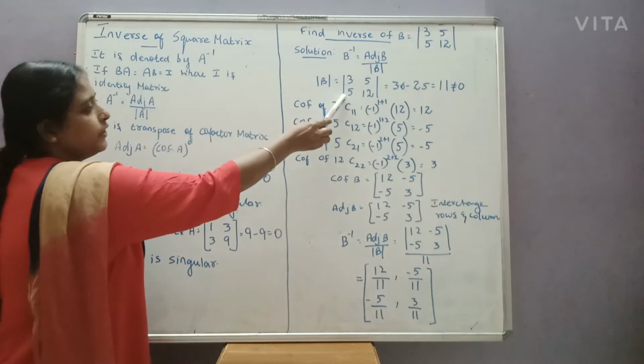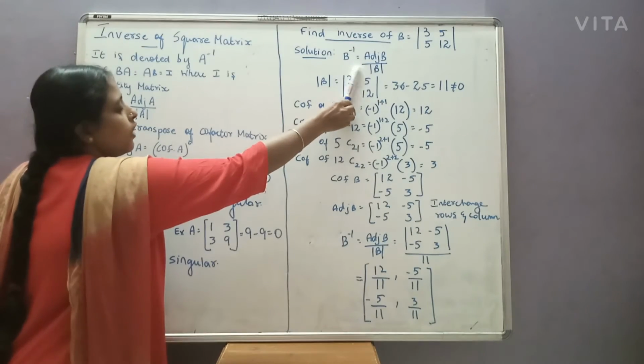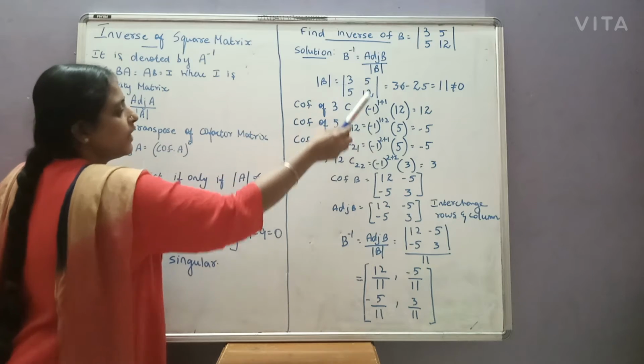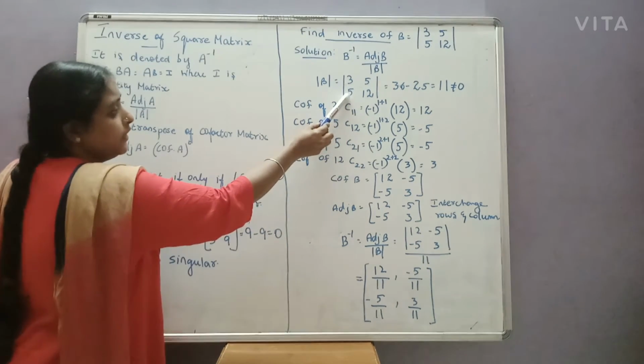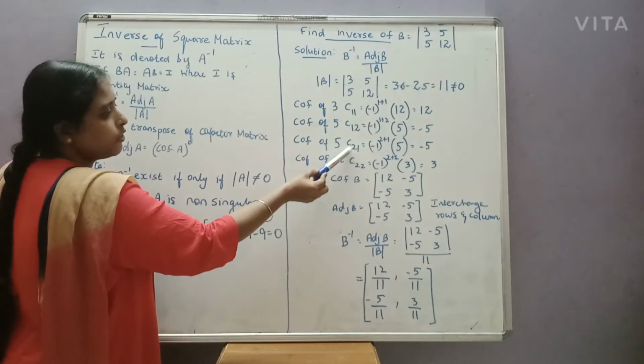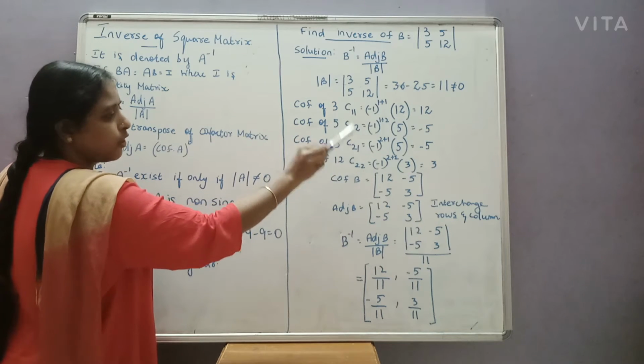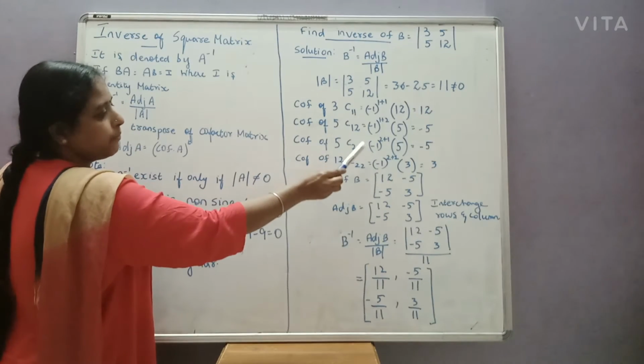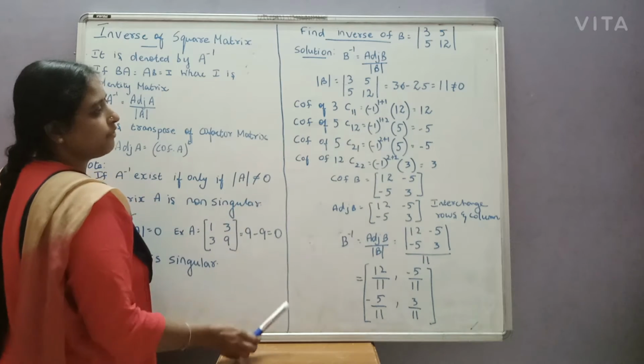Cofactor of 5. When you take this one, hide this column and this row, you will be getting 5. This is second row, first column. So 2 plus 1 is 3. Again it is an odd number. So minus 5. Minus 1 into 5 is minus 5.